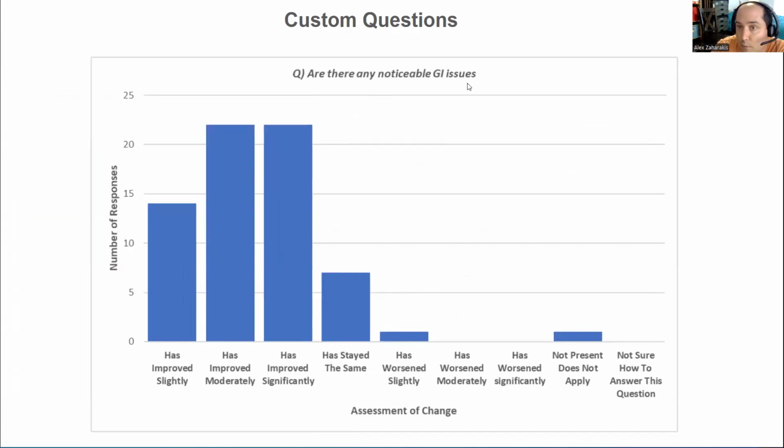Are there any noticeable GI issues? Were there any improvements or worsening in this area? The two most dominant categories were improved moderately and significantly. So this would be like mechanical GI issues, leveraging, complaining of a tummy ache, maybe self-injury or something like that.